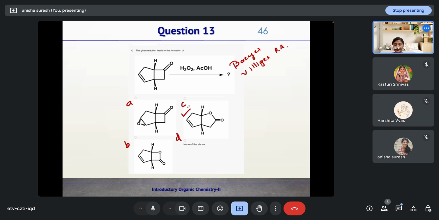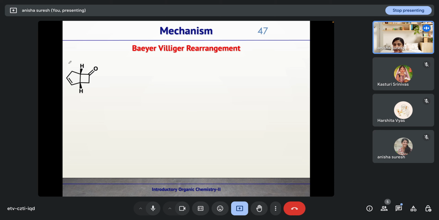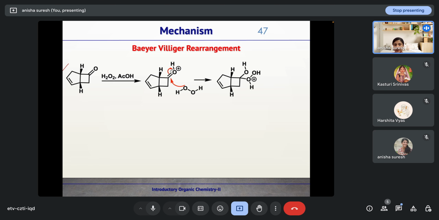We will see the mechanism. So this is our ketone. In H2O2 acetic acid, it will get protonated. Then H2O2 can add on to this carbonyl and lead to formation of an alcohol. So this will be the intermediate. Now what will happen? Proton transfer can take place and this OH2 can form. Now this lone pair on oxygen will fall, and there are two possibilities, either this bond can migrate or this bond can migrate.